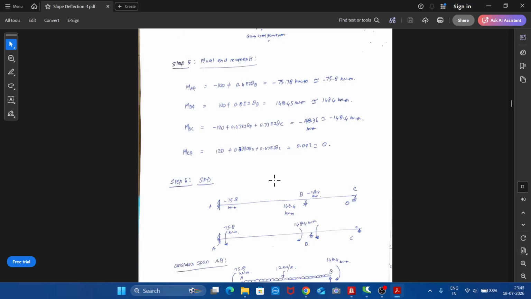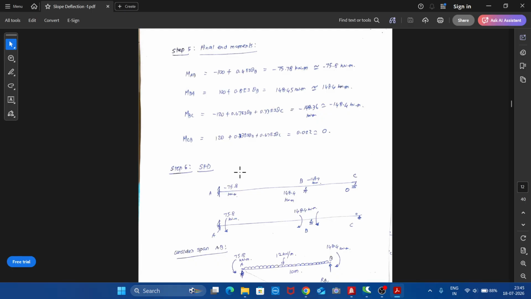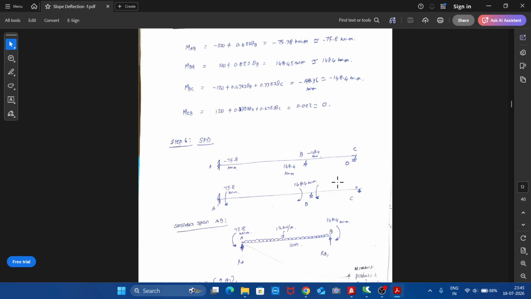So let us see first how to draw the shear force diagram. To draw the shear force diagram, first mark the end moments here. So we have MAB minus 75.8, MBA 148.4, and MBC minus 148.4, and here MCB 0. We can very well check the values. In case of a continuous beam, this is a fixed support, so you should definitely get a negative bending moment at the support, and at B the moment should get balanced, so we got balance, and this is the freely supported end, so it should get 0. So these are the end moments.